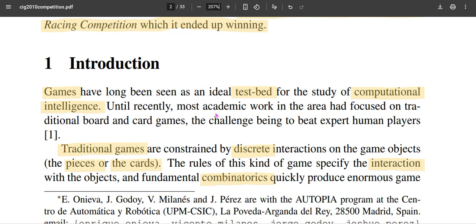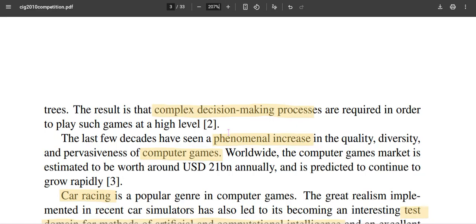Traditional games with pieces and cards have discrete interactions during the game, and those quickly end up in combinatorially enormous possibilities to choose the optimal decisions. This complex decision-making process is very much required to play such games at a high level. In these last few decades, these algorithms have phenomenally increased in using computer games as a test bed.